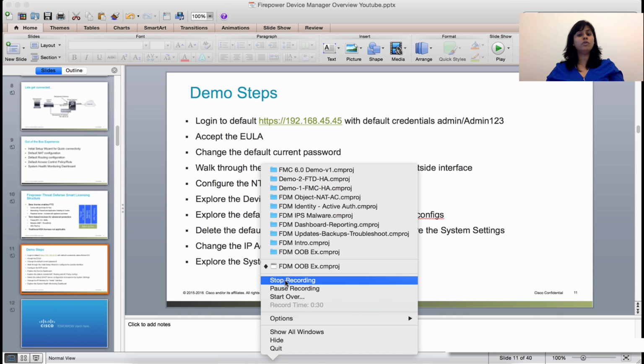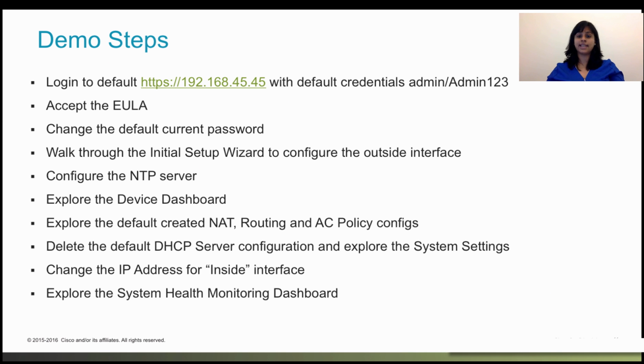And then we'll move on to exploring the device dashboard and the default created NAT, routing, and access policy configs. We will then configure or change the address of the inside interface to suit our business needs. And then I'll show you how you can explore the system health monitoring dashboard that gives you the status and health of your device.